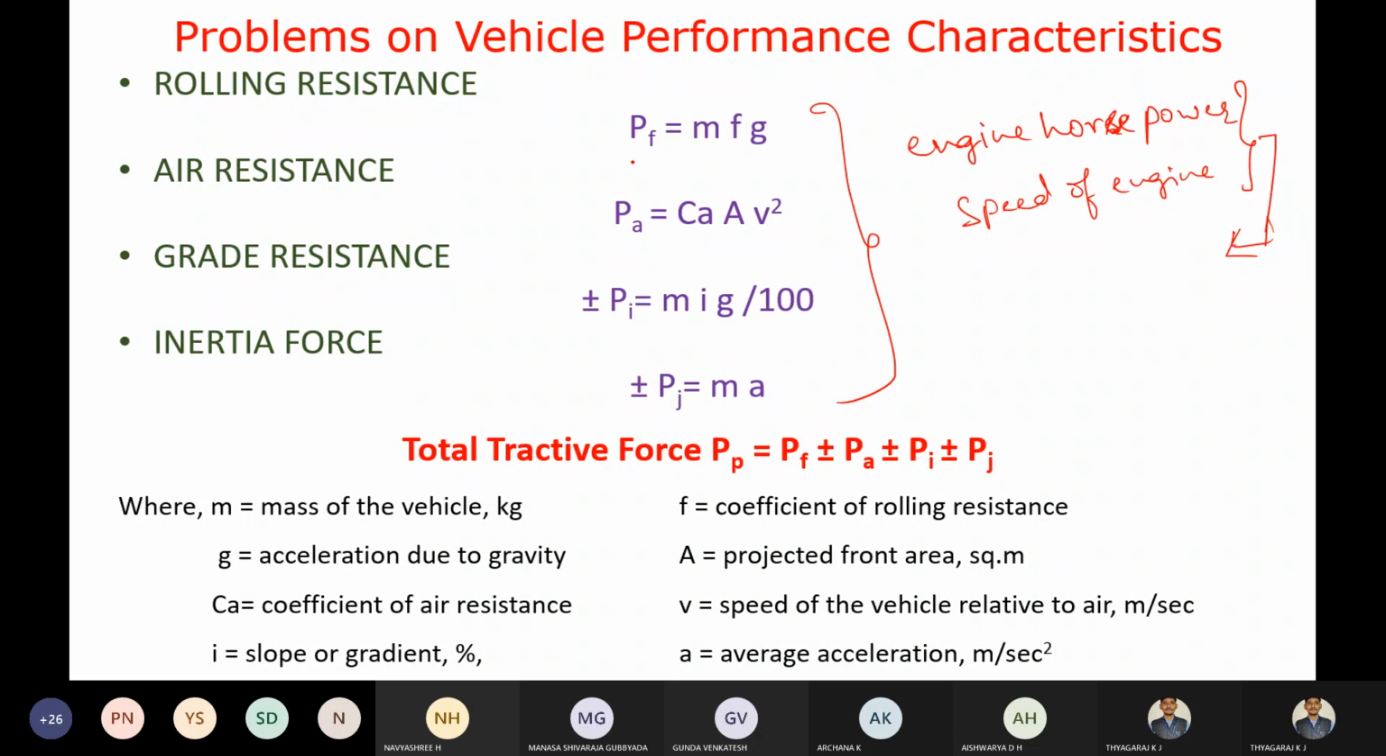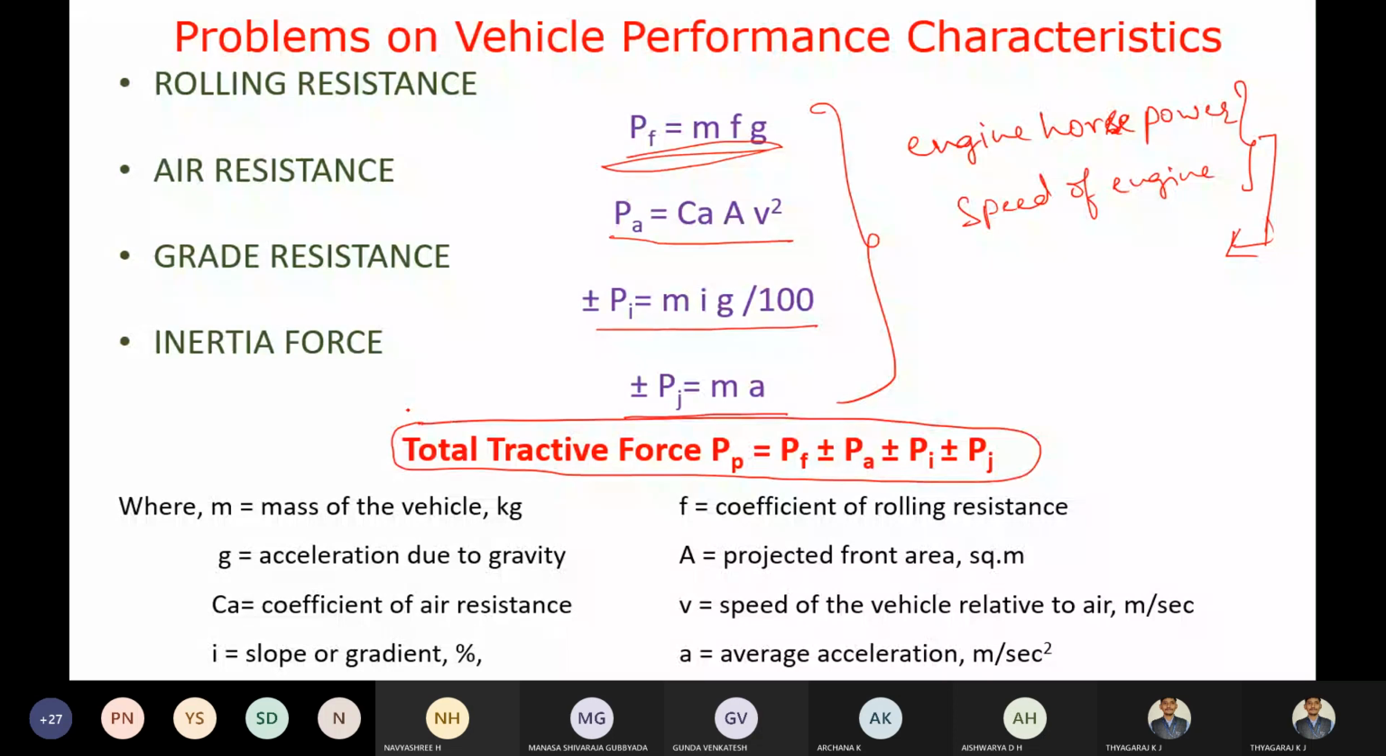So using the rolling resistance, kindly note down: rolling resistance PF is equal to MFG. Then air resistance PA is equal to CA A V square, where CA is the coefficient of air resistance. Grade resistance PI is equal to MIG by 100, and inertia resistance PJ is equal to M into A. Then the total tractive force, the total resistance opposite to all the forces, is the summation of all the resistances: rolling resistance, air resistance, grade resistance, and inertia resistance.